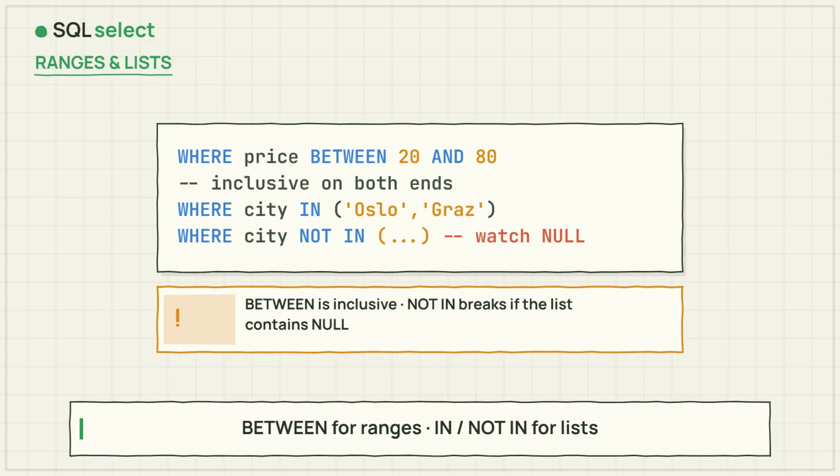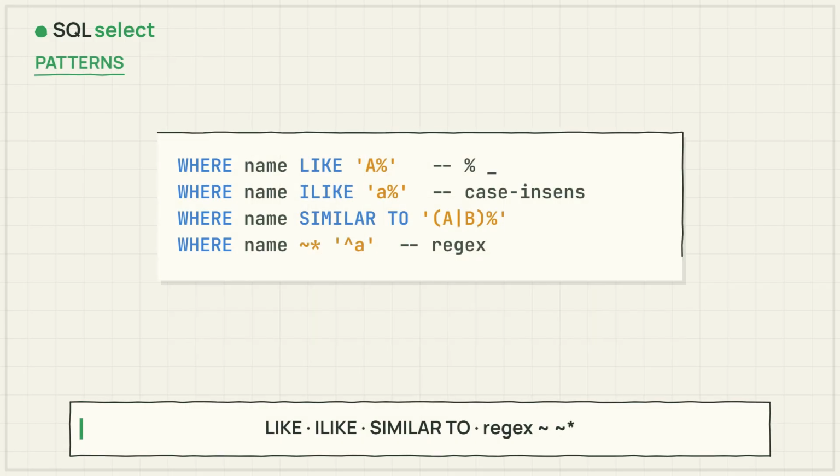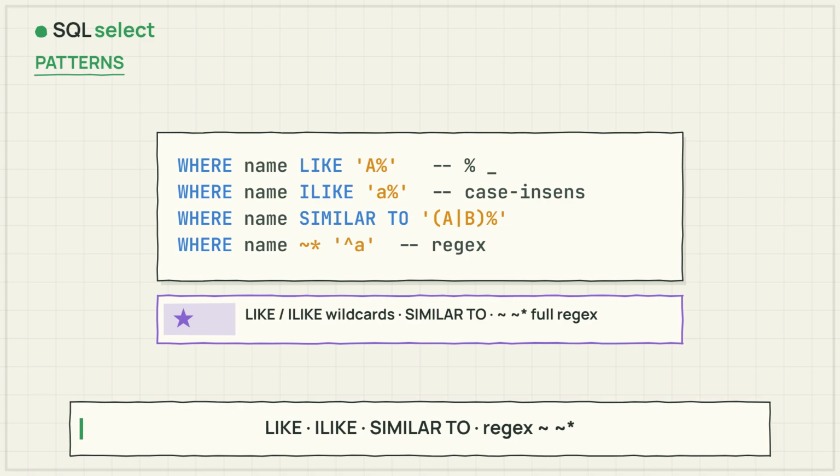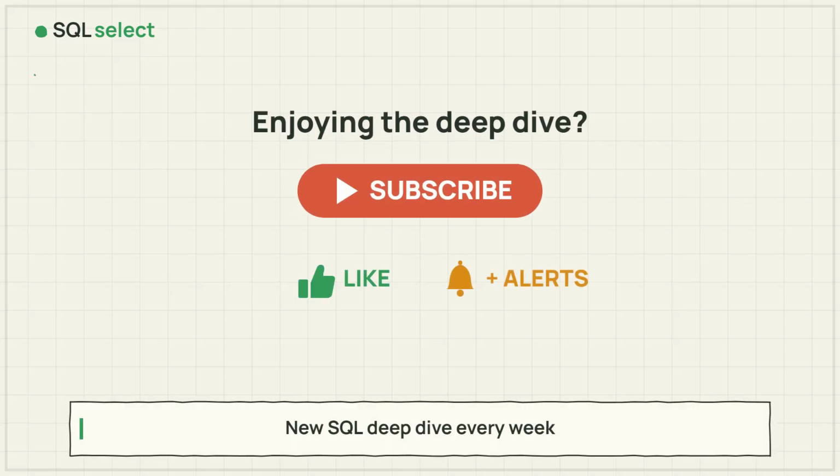Matching text, like uses percent and underscore wildcards. ILIKE does the same, but case insensitive. Need more power? SIMILAR TO adds regex-style alternation, and the tilde operators give you full regular expressions. Tilde star for case insensitive.